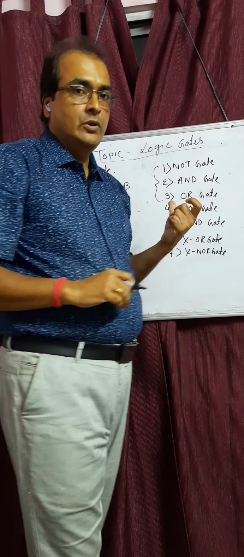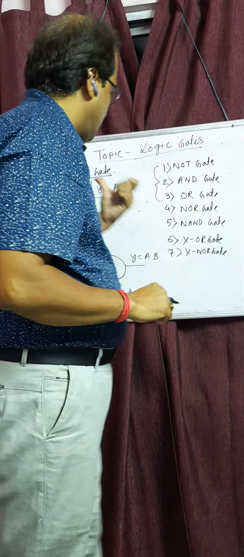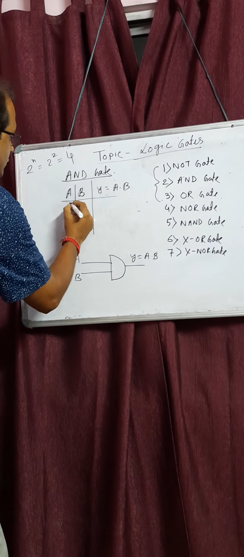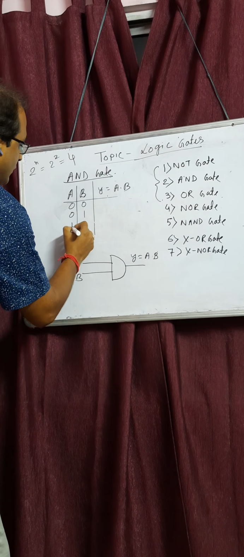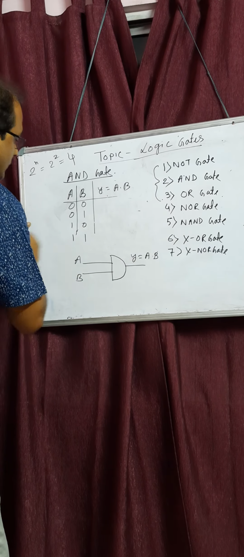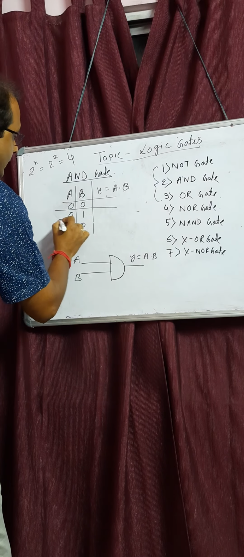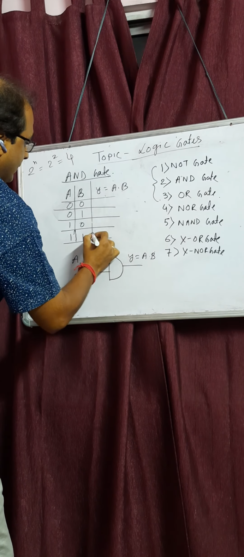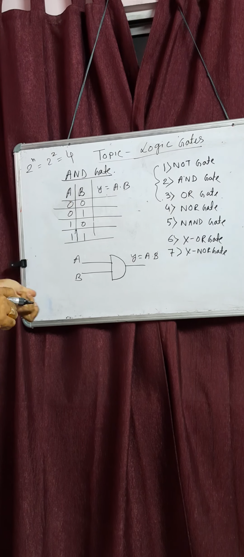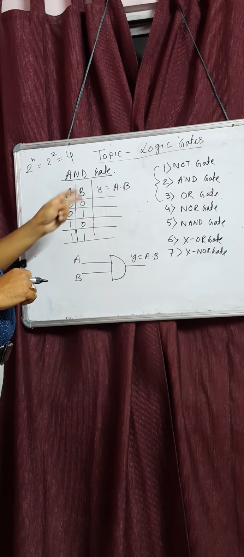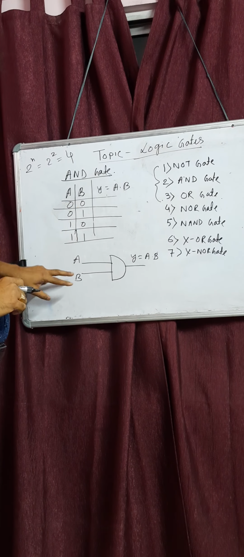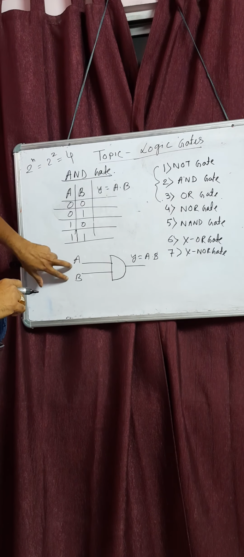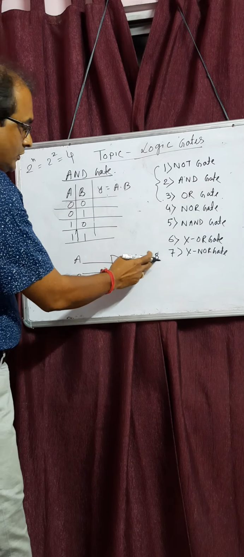Clear? So first combination 0 0. So 0 0 gives decimal number 0. Okay, so first possible combination is 0 0, then 0 1, then 1 0, then 1 1. So these are the inputs. 4 input combinations are there, and output will be, when A input is 0 and B input is 0, so when both the inputs are 0, at that time output will be 0. That is 0 into 0, output will be 0.